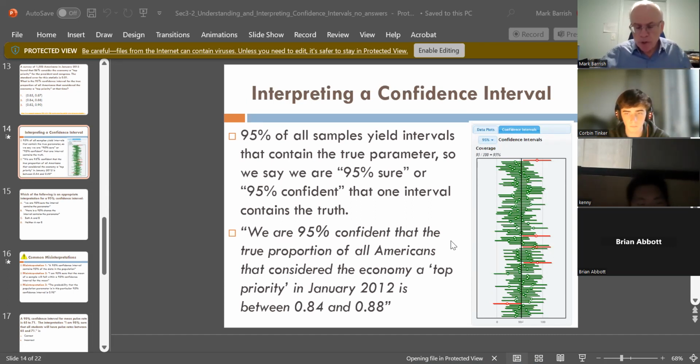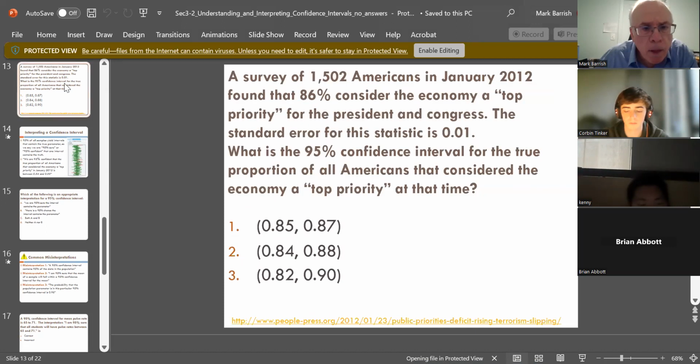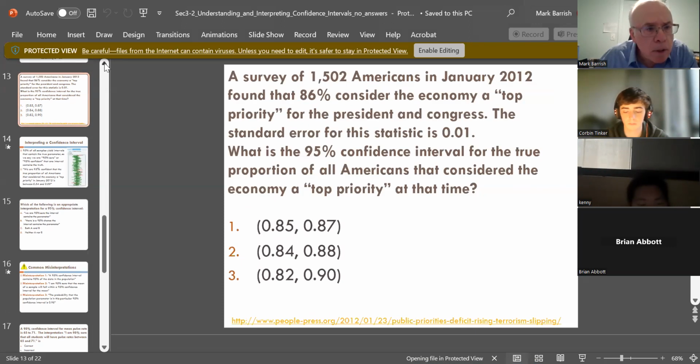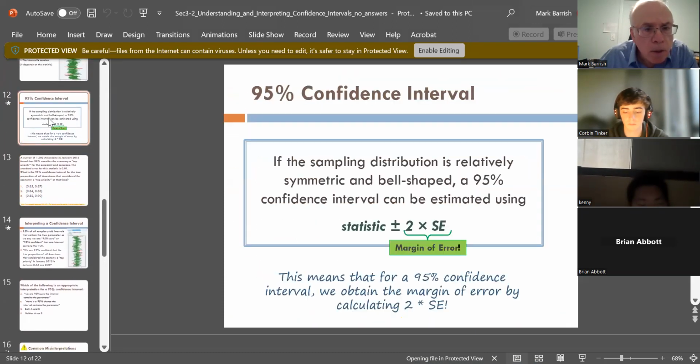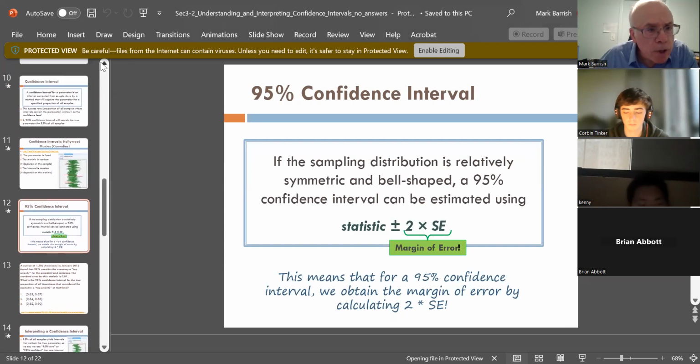And what we're doing is interpreting what a confidence interval is. Remember, the level, let's go back for a minute. Let me see if I can go back to the previous slide. There we go. Let's even go back a little further.